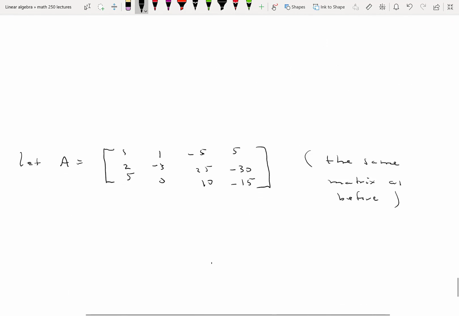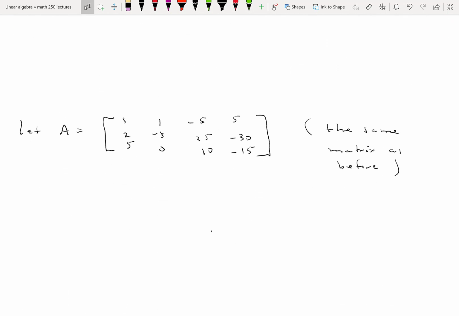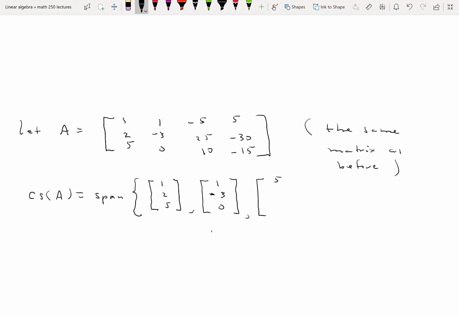So here's our matrix A, the same matrix as before. The column space of A is nothing more than the subspace of R^3 formed by the columns of the matrix. So it's the span of the column vectors formed from the columns of your matrix. And 5, -3, and -15.